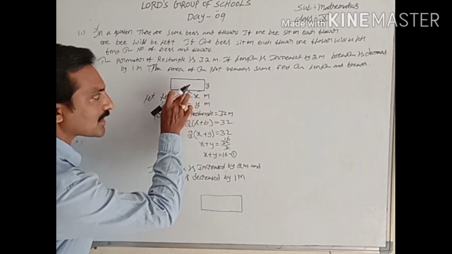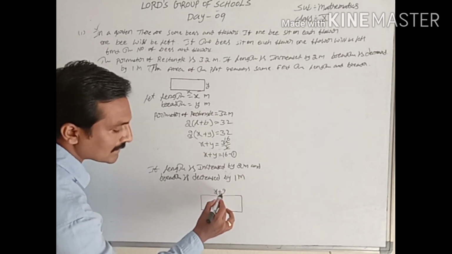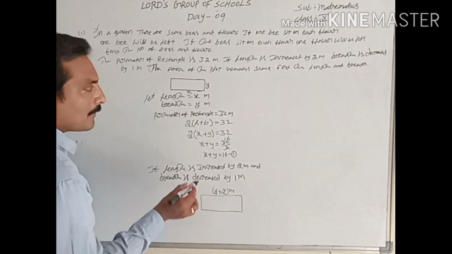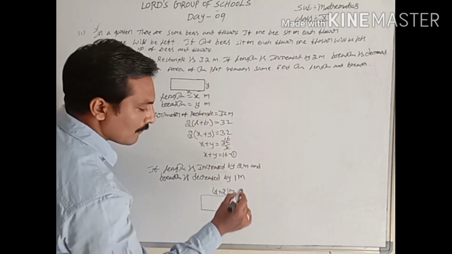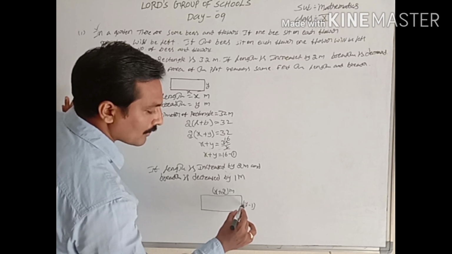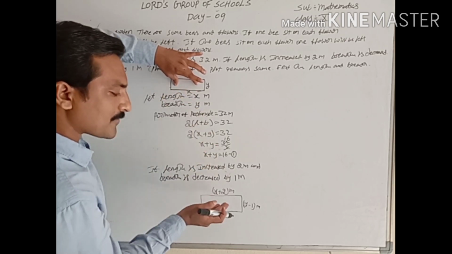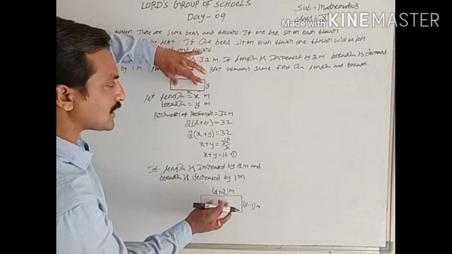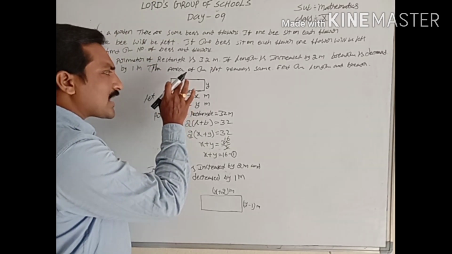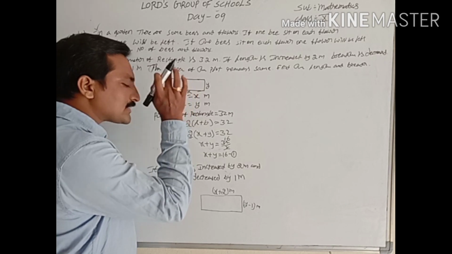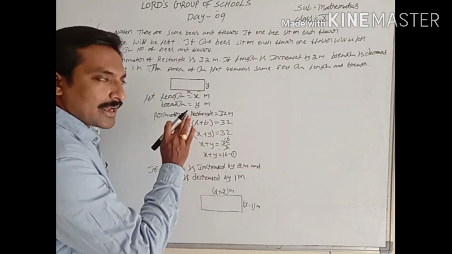In the previous figure the length is x. Increase means plus, and the increase is 2, so x + 2 meters. The breadth in the previous figure is y; decrease means minus, so y - 1 meter. These two figures, the previous one and the one after changing length and breadth, have the same area. Both figures' areas are equal.